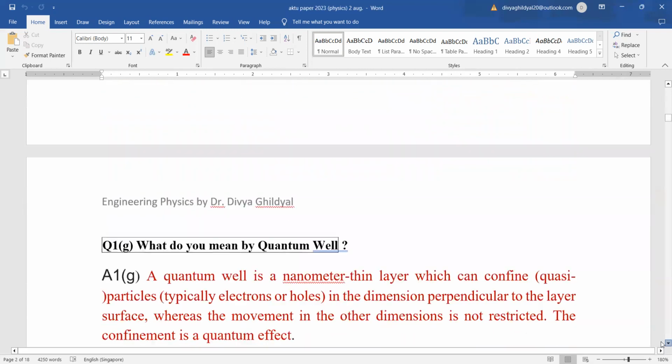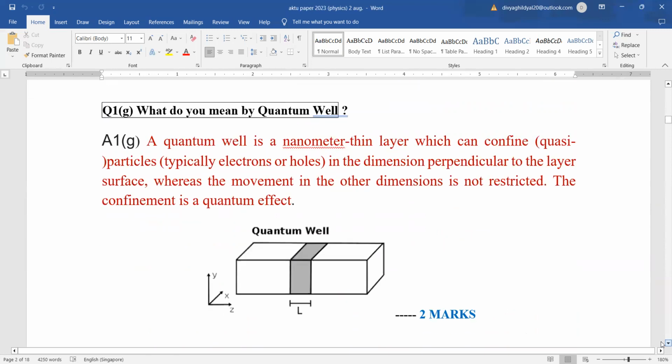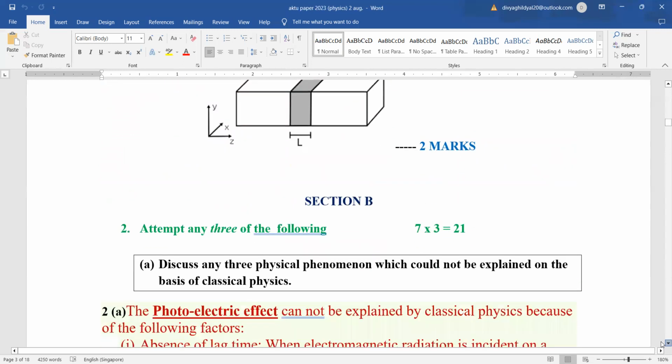2 marks for that. What do you mean by quantum well? Quantum well is a nanometer thin layer which can confine typically electrons or holes in the dimension perpendicular to the layer surface. So this is also section A.